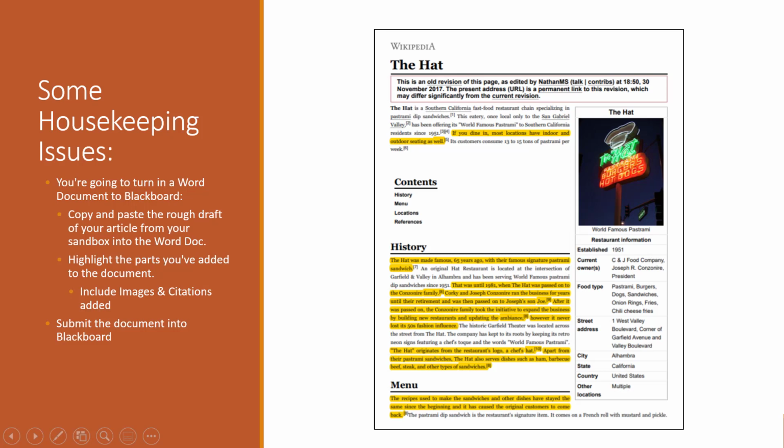So for this assignment, you will not be submitting me a link to your sandbox. You're going to be copying and pasting your final draft into a Word document, and then you will be highlighting the parts of the draft that you added to it. This should include any images or citations that you've added. You're going to take this document and you're going to submit it to me through Blackboard.